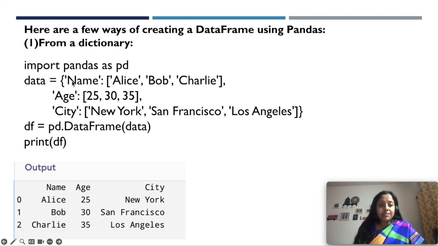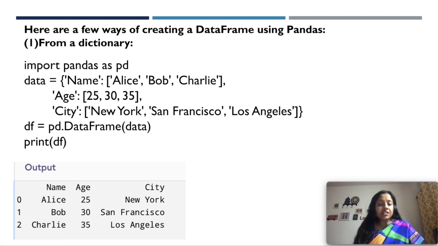What is the next element of the dictionary? We have age as the key and 25, 30, 35 as the value, that is a list here. Similarly, look at the third key of the dictionary, that is city, and what is the value? The corresponding value is again a list which contains elements like New York, San Francisco, and Los Angeles.